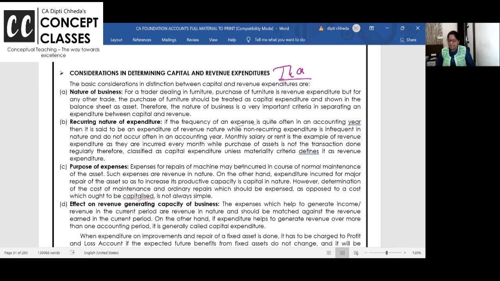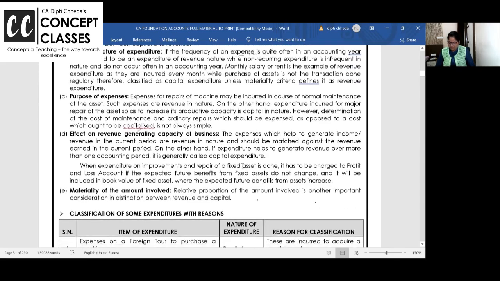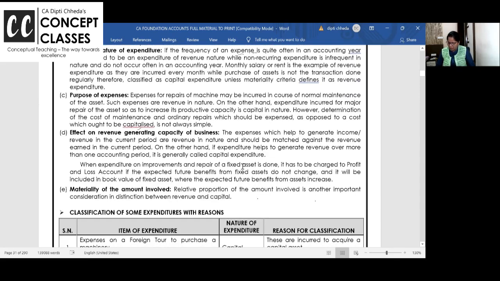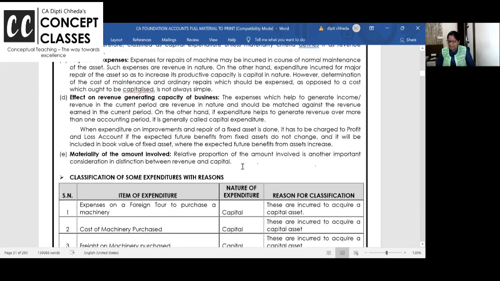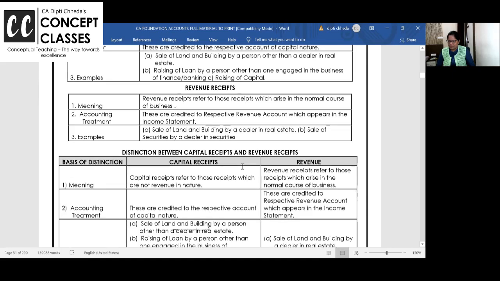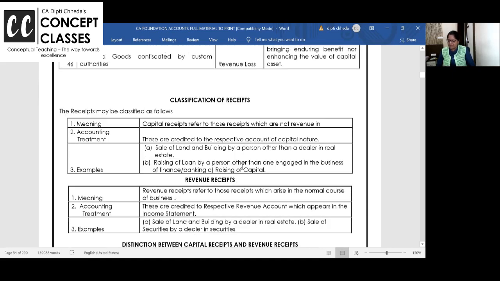Considerations in determining capital and revenue expenditure. Very important. What are the factors which will affect it? Then I gave you a list. If you read this list, it will be clear to you what is capital and what is revenue. Capital receipts are not routine. Like a partner will not bring capital every day. So these capital receipts are not routine.